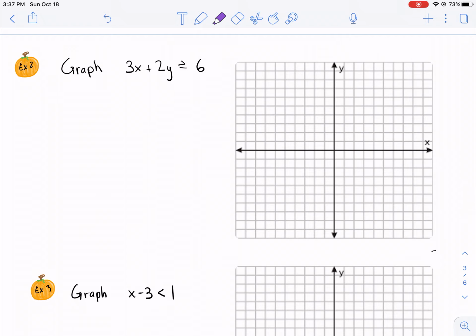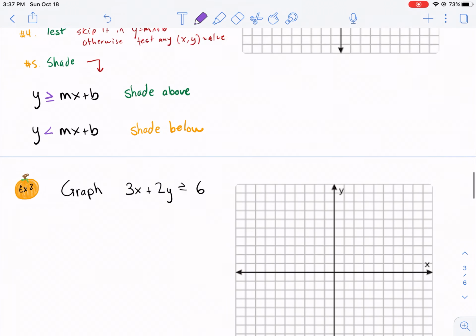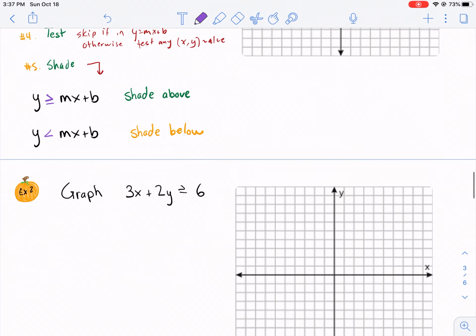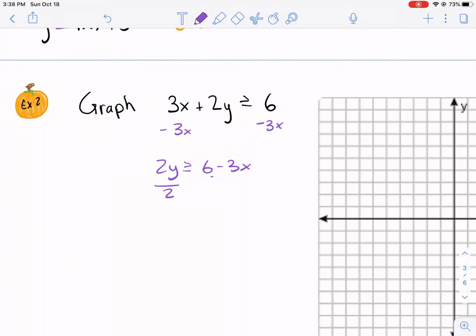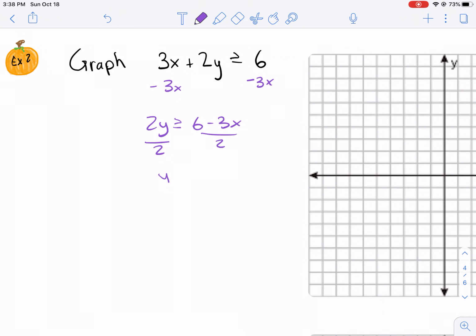Here we're asked to graph 2x plus 2y is greater than or equal to 6. As we talked about before, the first step, in my opinion the best way to do it, is to get y by itself. We want to get it into slope-intercept form, so subtract 3x from both sides. We have 2y is greater than or equal to 6 minus 3x, and we divide both terms on the right side by 2. We get y is greater than or equal to 3 minus 3 over 2x. Very important: anytime we divide or multiply by a negative, we need to flip the sign.